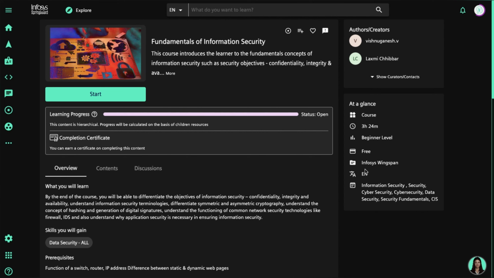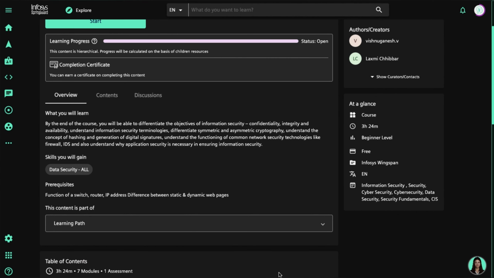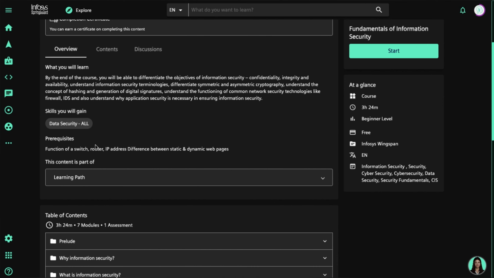Infosys Wingspan is a culture of Infosys that provides free certification courses and free training to newbies. Okay, in this course you will understand information security, cyber security, cyber data security fundamentals, and CIA. These are the important things that you will learn in this course. Okay, and the skill you will gain is data security, all kinds of things.